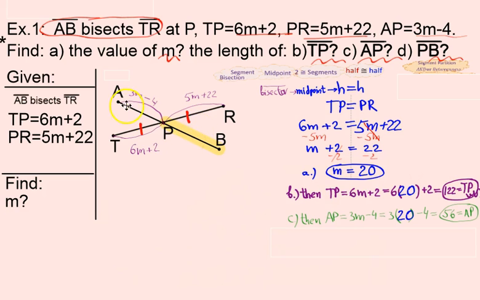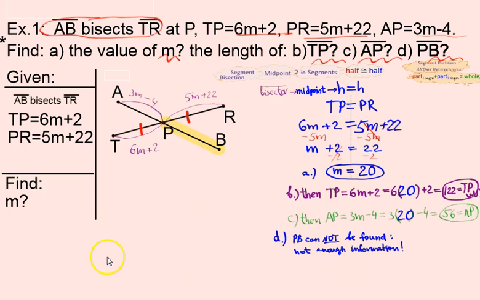You also don't know anything at all about the entire length of AB, so you will not even be able to use the partition postulate in this situation. The only thing that you will be able to state for sure is that in this case, we simply cannot find the length of PB. We don't have enough information.